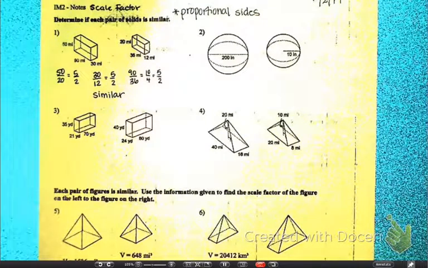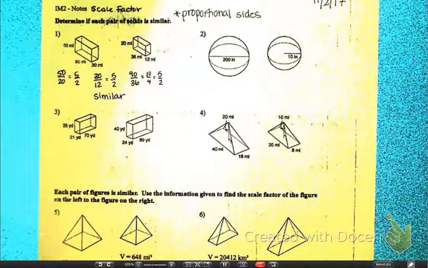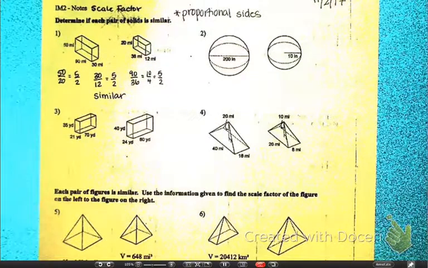Again, we only have to look at those three sides because when we're looking at the volume of that figure, it's the length times the width times the height. So we looked at the length, the width, and the height. In a sphere, what is the only value we plug in? A radius. So that's all we need to compare.